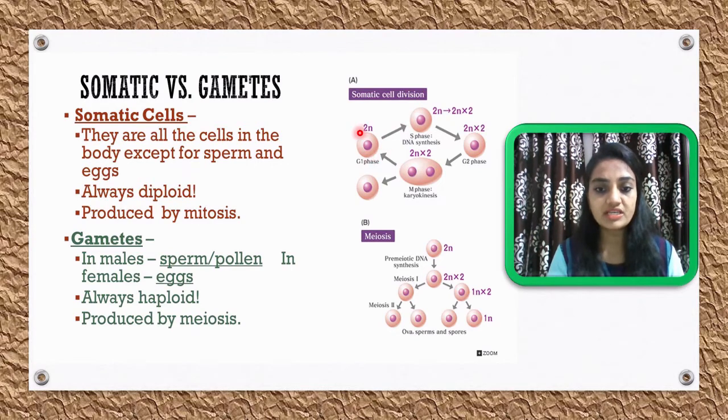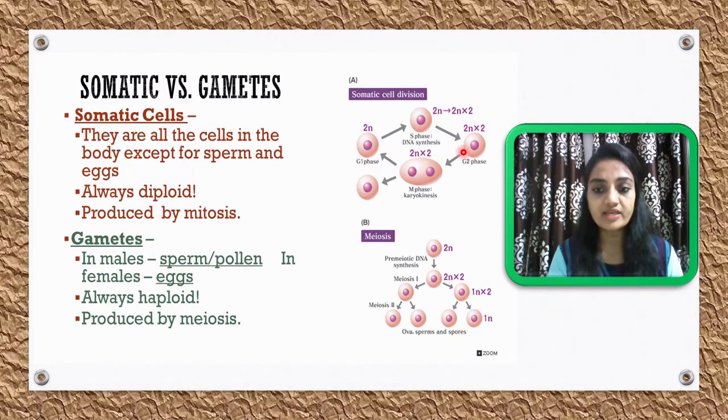So initially the cell will be in the G1 phase, and the cell will be diploid. Here you can see this is 2n. Then in the S phase, what happens? The chromosome number will remain the same, but the DNA content will double. So 2n remains 2n. It means the number of chromosomes will not increase, but the chromatin content will increase.